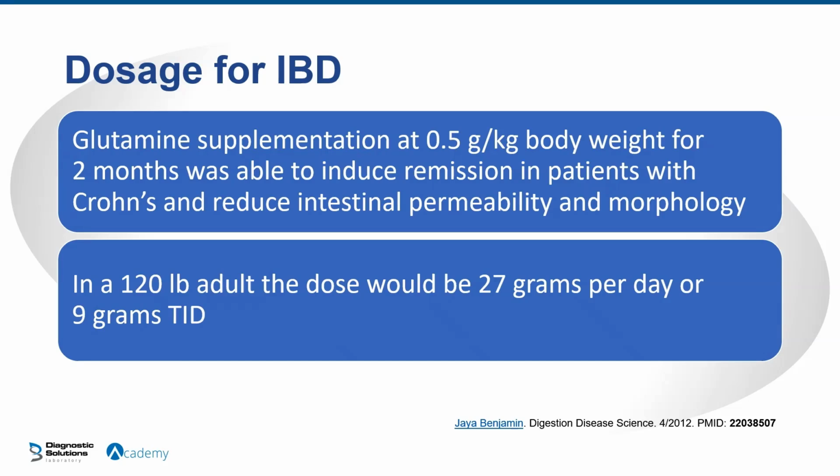When we dose glutamine, we are dosing it at about 0.5 grams per kilogram body weight, and the data shows that after 2 months of using it, you could induce a remission in patients with Crohn's disease, as well as reducing intestinal permeability and change in morphology. Just so we're clear, about a 120-pound adult would need about 27 grams of glutamine daily, or 9 grams 3 times a day.